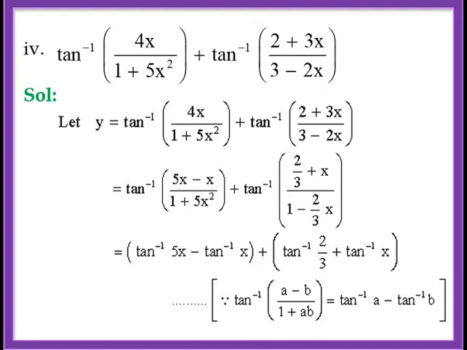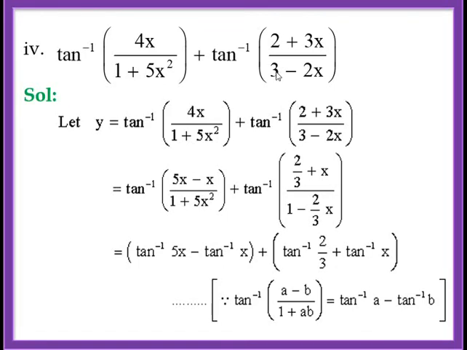Now I have written 4x as what? 5x minus x. Now you will say that, sir, 6x minus 2x is also 4x. Yes, I know. But 6x into 2x is not 5x square, right? So we have to write 4x as 5x minus x. So tan inverse P minus Q upon 1 plus PQ. In the next step, I write this as tan inverse 5x minus tan inverse x.